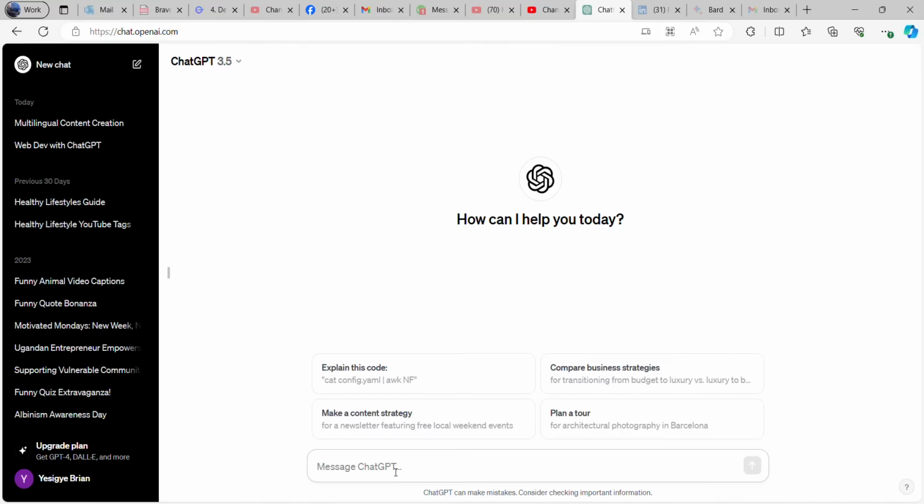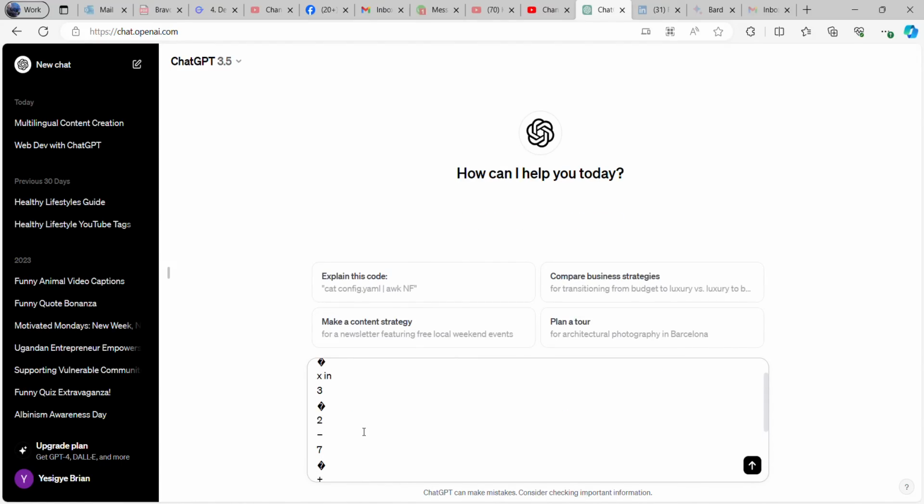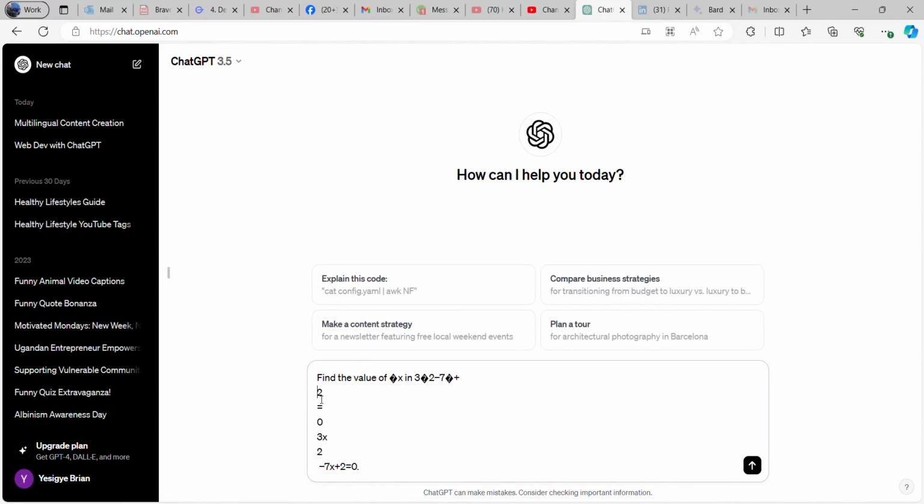On this dashboard, let's see how we can solve a very tough mathematical problem. Here I have put: find the value of, as you see, this mathematical problem. You can put in any problem that you have, and this is where you submit it. Don't forget, this is where you put all your work. So we want to see how we can solve this problem using ChatGPT.